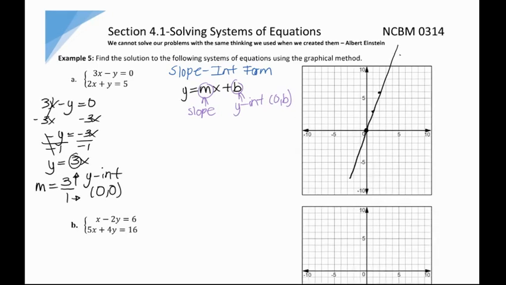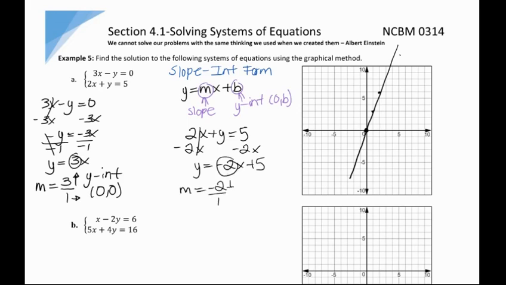We're going to do the same thing with the second equation. So we have 2x plus y equals 5. So we subtract 2x on both sides. I have y equals negative 2x plus 5. So my slope here is going to be negative 2 over 1. So we're going to move 2 down and 1 to the right. And my y-intercept is 0, comma 5.